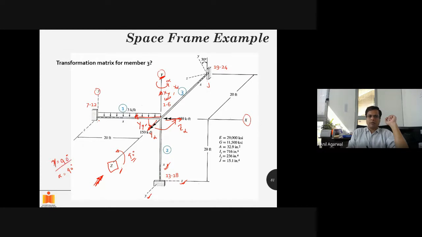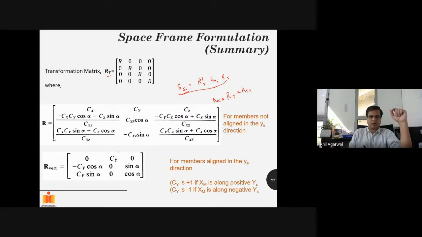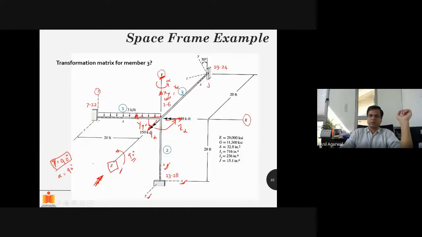So the gamma value, you don't necessarily have to know. You can get it from this matrix directly. For R vertical, this is already available to you. You can input this matrix directly, but we don't have a value of alpha available to you. See, cy directly will give you. We'll see how you get the cy, cx, cz values. That is straightforward. But the alpha value is not available. So alpha you have to calculate.